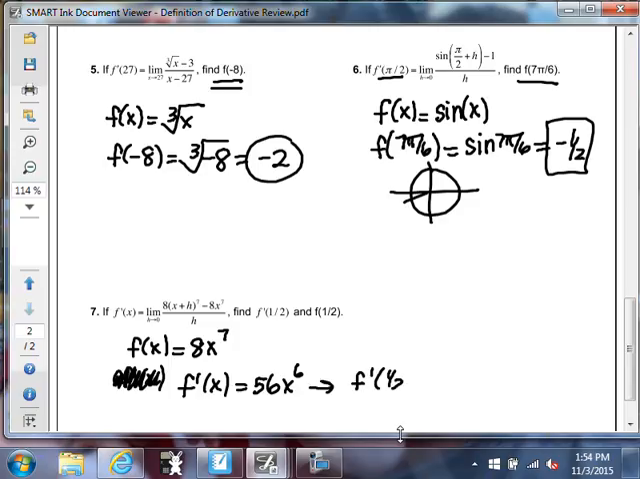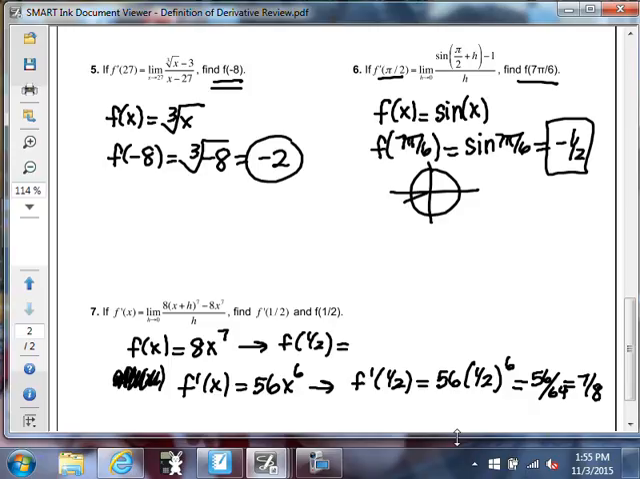So f prime of 1/2 then is 56 times 1/2 to the 6th, which is going to be, let's see, 56 over 64, which reduces, how does it reduce? Yep, 7 over 8 is what we had. Yep. All right, and then the other one is saying, well, what's f of 1/2?